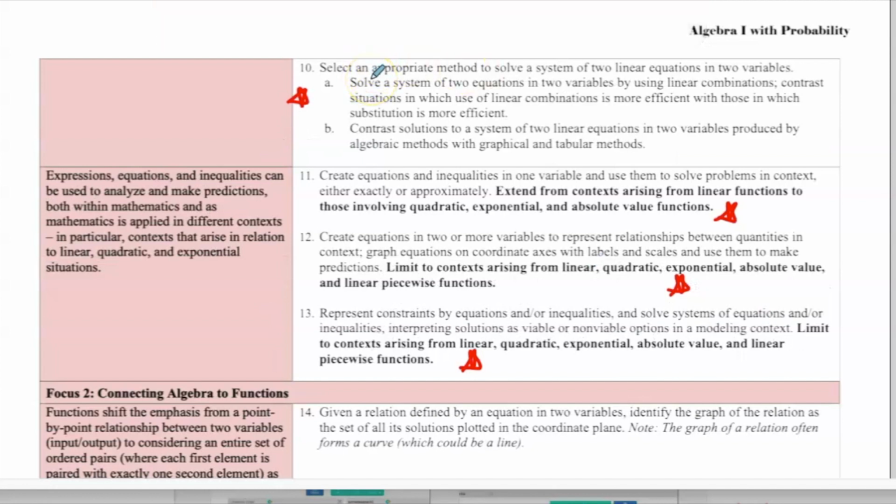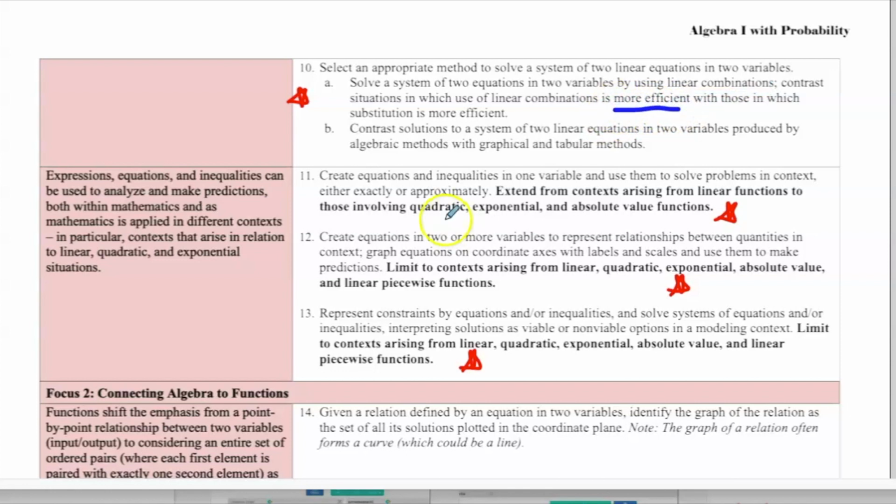Standard 10 with linear systems, one, it introduced linear combinations formally, building on substitution, which they learned in 8th grade, solving by graphing, which they learned in 8th grade. And we also have, which is more efficient method based on the system we have.